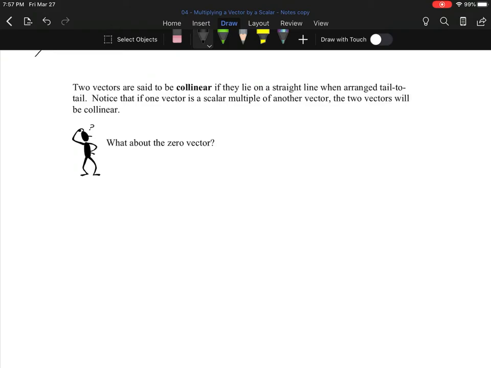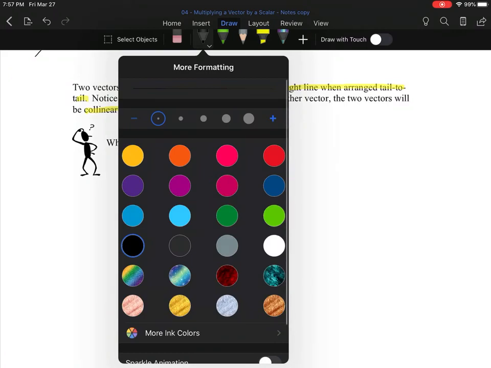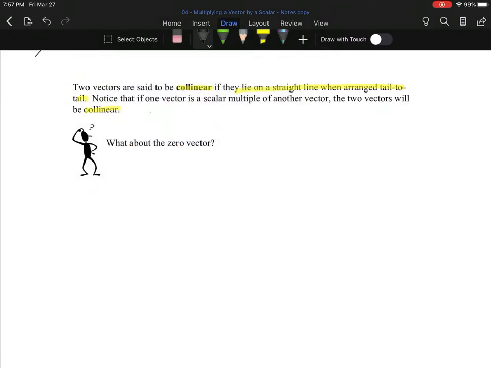Important definition here. Two vectors are said to be collinear if they lie on a straight line when arranged tail to tail. Notice if one vector is a scalar multiple of another vector, the two vectors will be collinear. Now you might be thinking parallel here. And it really is a lot like parallel. There's a few more implications here, but really we're talking about the two vectors will be parallel. The only difference here is that the vectors could be right on top of each other and they're still considered to be collinear. So it's got a little bit more to it than parallel, but parallel will do for now.